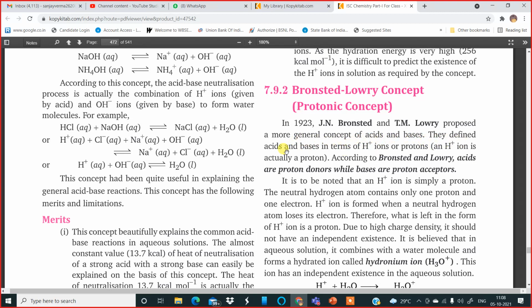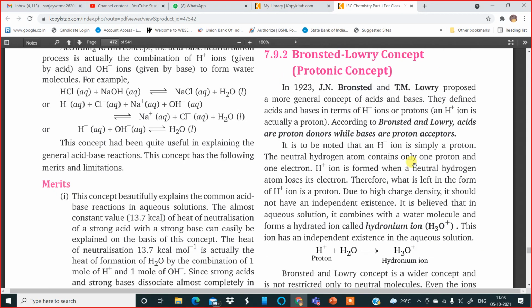These two defined acids and bases in terms of H plus ions or protons. An H plus ion is actually called a proton. Remember that, put that in your mind properly. According to Bronsted and Lowry, acids are proton donors, while bases are proton acceptors. An H plus ion is simply a proton. The neutral hydrogen atom contains only one proton and one electron. An H plus ion is formed when a neutral hydrogen atom loses an electron. Therefore, what is left is actually a proton.